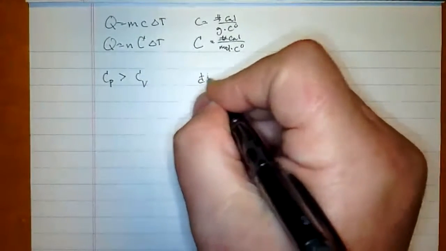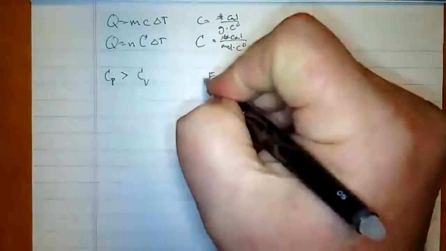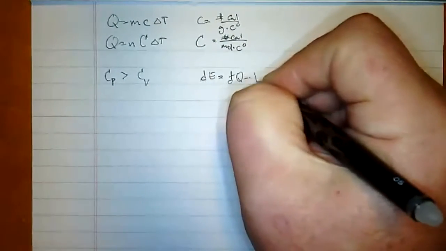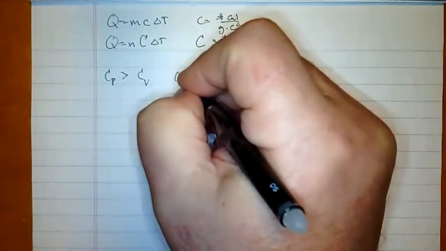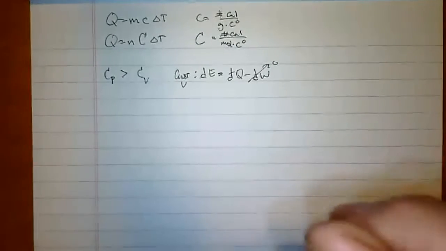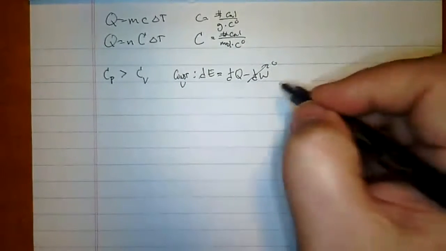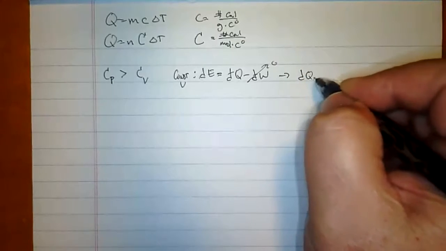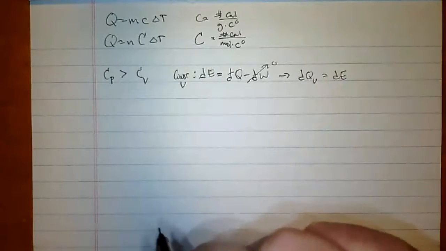So if we have constant volume, then the first law of thermodynamics, and I don't know why I put a D bar E on that. That's supposed to be a regular D. If you have constant volume, then this has to be 0, right? So in this case, we get dq constant volume is just going to be equal to dE, the change in internal energy.